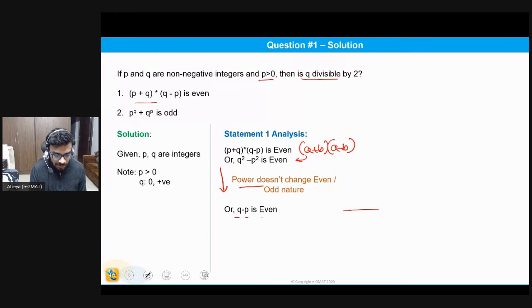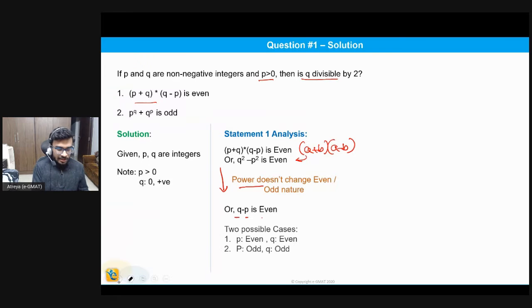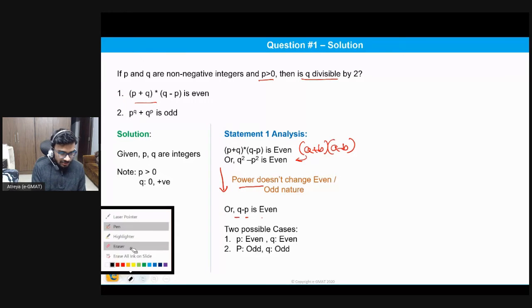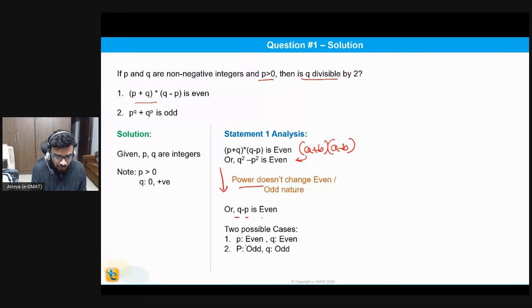Now if Q minus P is even, it's again working out a bit. So let me clear this. And yes, there are two possible cases. The first case is both of them are even. The second case is both of them are odd. Only then would the difference be even, right?